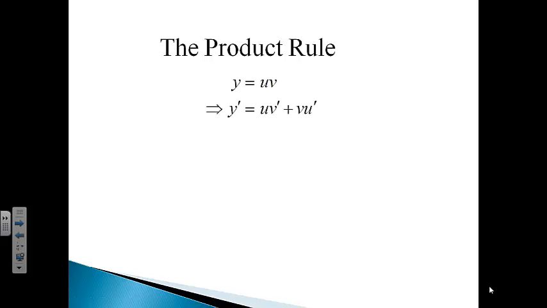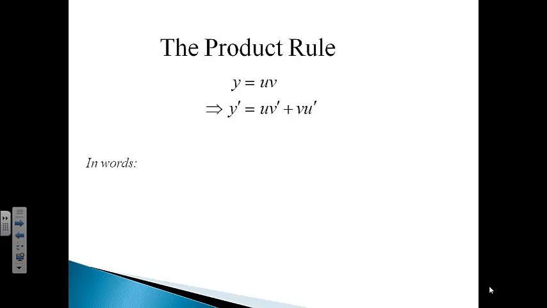First, the product rule. We use the product rule to take the derivative of two things that are being multiplied together. So for example, if our equation is y equals u times v, then we would take the derivative by doing y prime equals, and you can see it written right there.